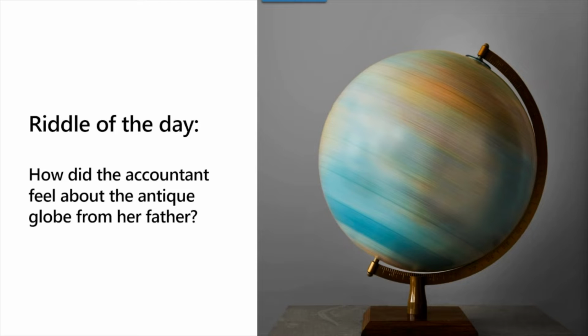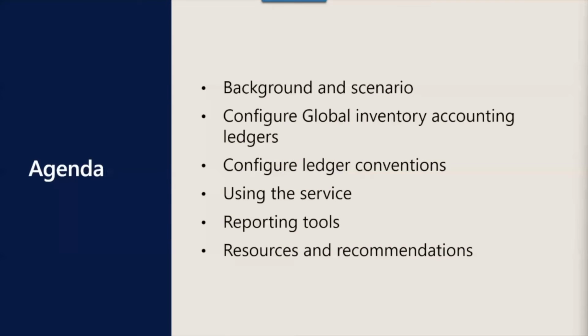All right, let's take a quick look at our agenda today, and then we'll get started. So we're going to start out with some background and a scenario where the Global Inventory Accounting add-in can be used. Then we're going to talk through the process for configuring both the Global Inventory Accounting ledgers and conventions. Then we're going to switch gears and show you how to use the new Global Inventory Accounting add-in. We'll also take a look at the reporting tools to analyze the results from the Global Inventory Accounting add-in, and we'll wrap up with resources and recommendations as usual. So with that, let's go ahead and get started.